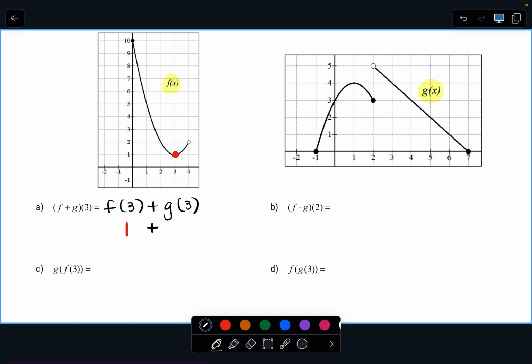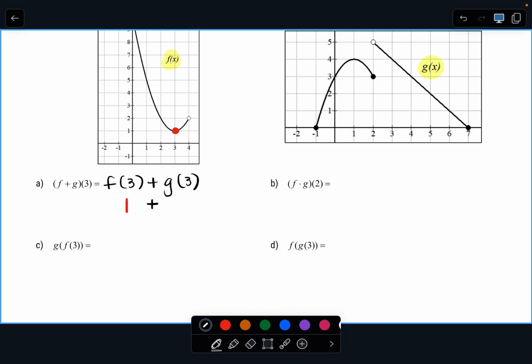And then we do the same thing. We do it for g. So I'm going to go to the g graph. I'm going to go to where x is equal to 3. I'm going to go up to where I see my graph, and I'm going to go over and see what the y value is associated with that. 4. So I'm going to have 4. And what is 1 plus 4? 5. That easy? It's that easy.